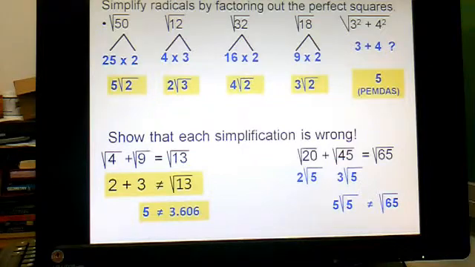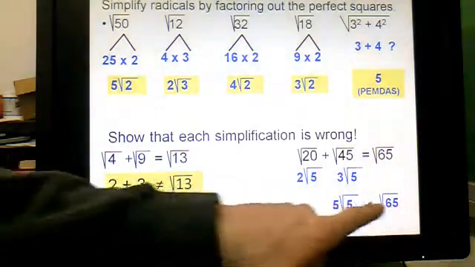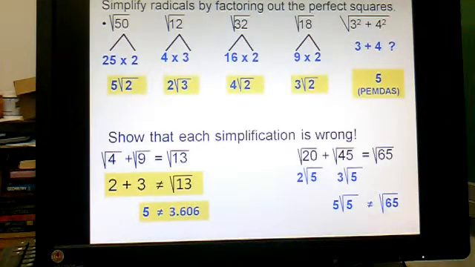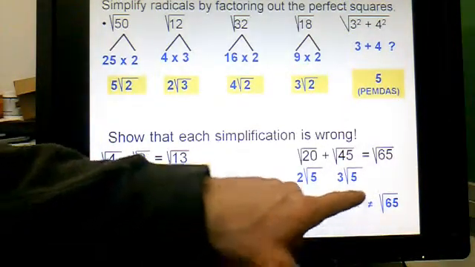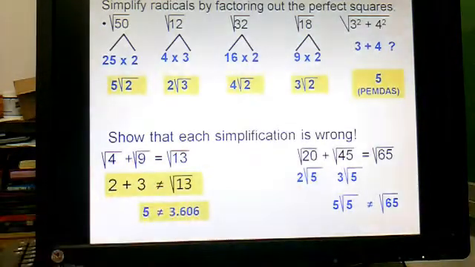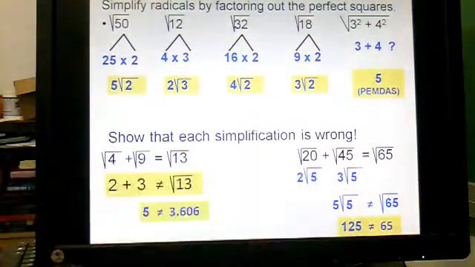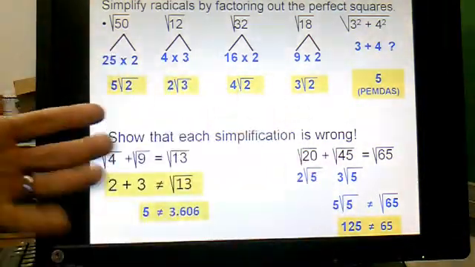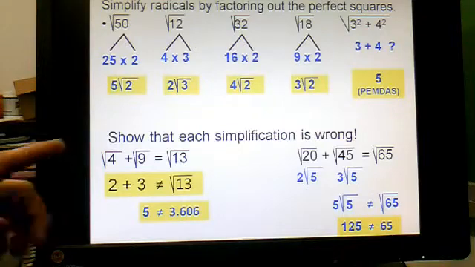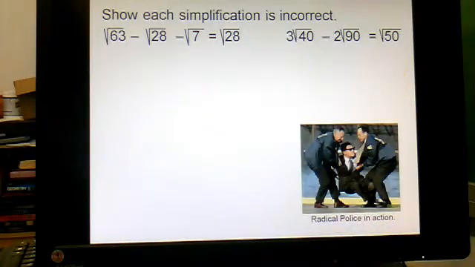If you wanted to show that, you could either type it in a calculator. Another way to do this is to get rid of the square root signs by squaring both sides. If you square this side, you get 65. If you square this, you get 125. Clearly those radicands are not equal to each other at this point. So this is a way to show that these common mistakes don't really work. And again, if these aren't common mistakes for you, I'm just showing you a refresher on why these don't work.